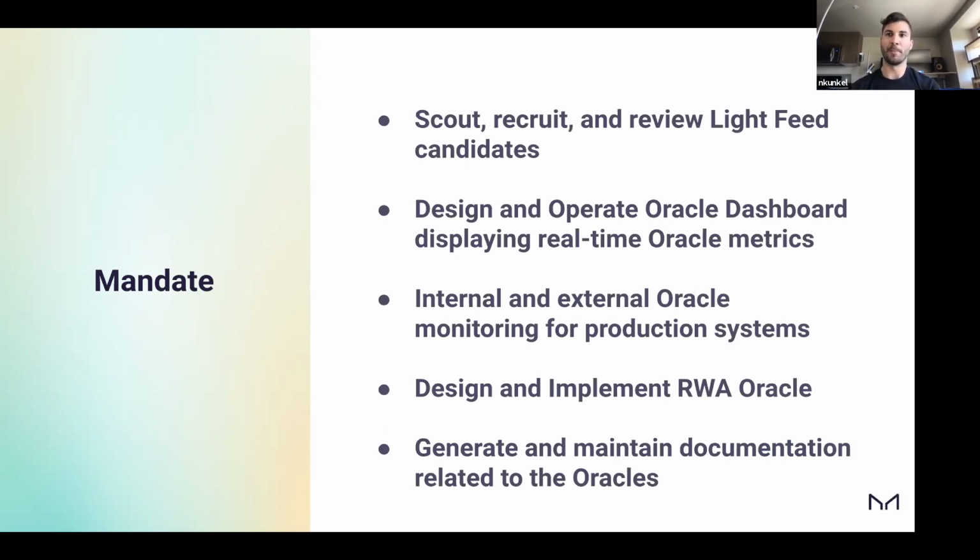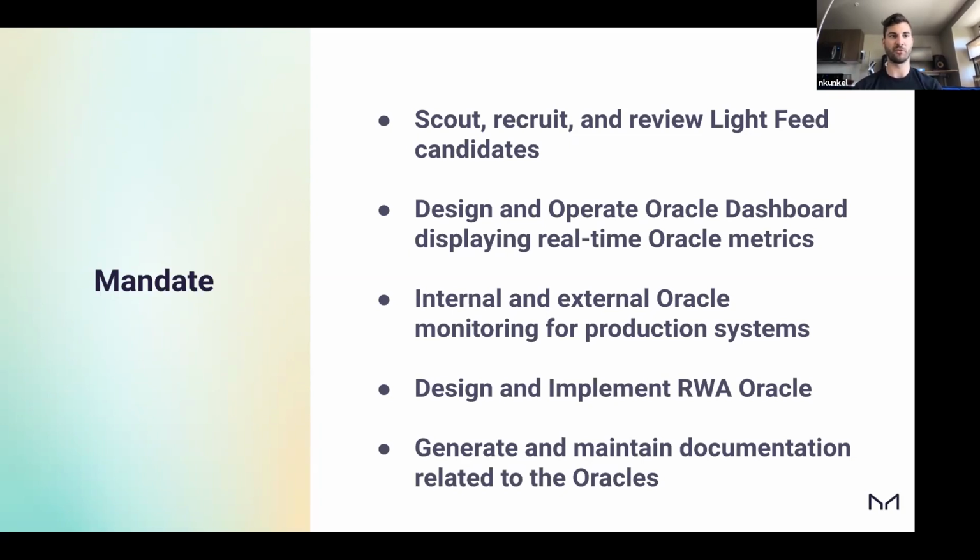Okay. When it comes to light feeds, right? You need someone who's going to be trying to scout out potential partners, recruiting them, persuading them, reviewing those light feed proposals, and essentially submitting the polling and executive votes for those. We'll handle that responsibility as well.